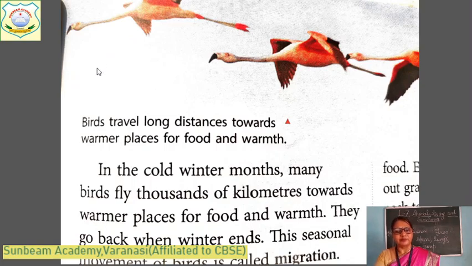A bird travels a long distance, and the animals which live or survive in air are called aerial animals. They are aerial animals. And what type of adaptations do aerial animals have? They have hollow bones and a fewer number of bones, and they have a special boat-shaped body.